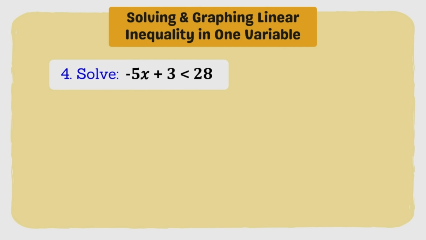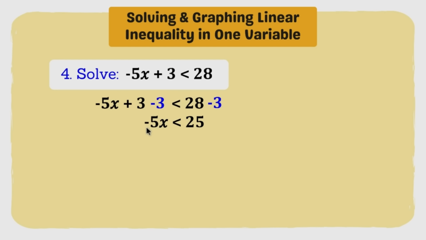Okay, now let's have example number 4. We have here negative 5x plus 3 is less than 28. Okay, so let us solve for the values of x by using the addition property of equality or the subtraction property of equality. So let us subtract 3 in both sides para matanggal po yung 3 dito. So we have here negative 5x ang naiwan. Sa kabila naman po, we have here 25.